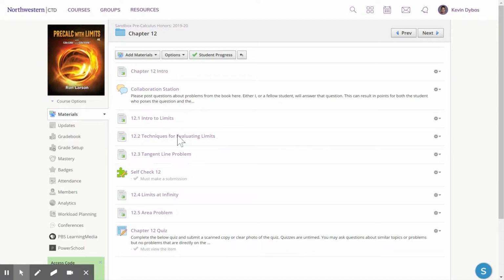So when we're looking at this, you have 5 sections, ending with area problems, starting with just what are we talking about when we talk about limits. You do have a collaboration station, your self-check, and a Chapter 12 quiz in this chapter.